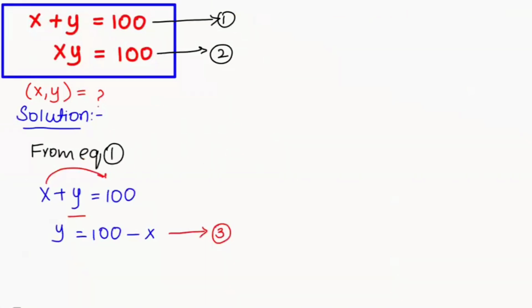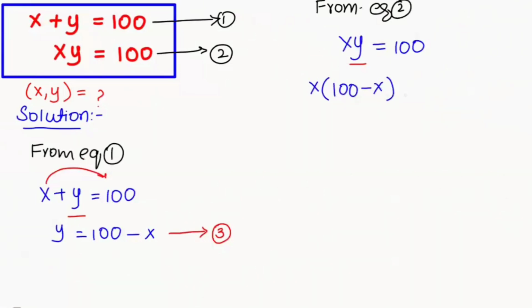Next step, I will take equation 2. In equation 2 we have x times y equals 100. Now I am going to plug in the y value, that is 100 minus x. x times (100 minus x) equals 100. Now we are going to multiply here. 100x minus x square equals 100.